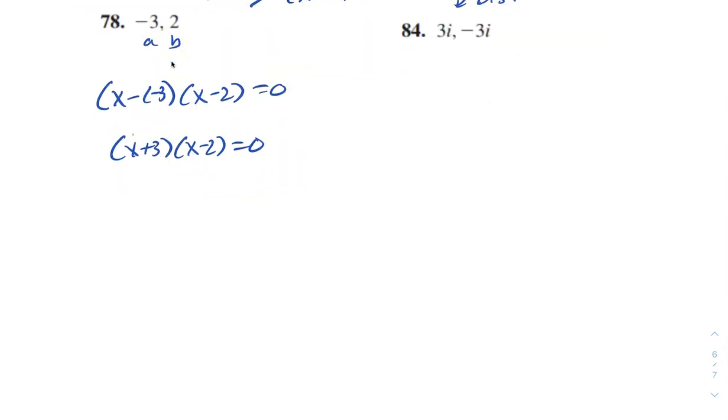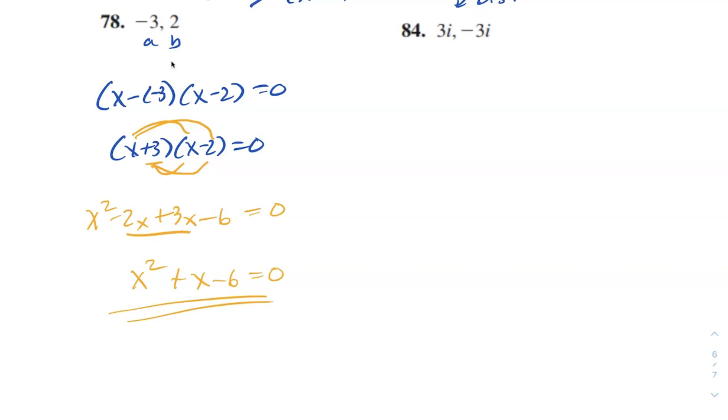So we just got to distribute. x times x is x squared, x times negative 2 is minus 2x. Then you move on. 3 times x is 3x. And 3 times negative 2 is negative 6 equals 0. So I get x squared, add the middle terms, plus x minus 6 equals 0. And that's what they want.